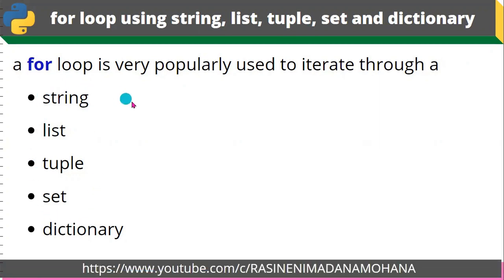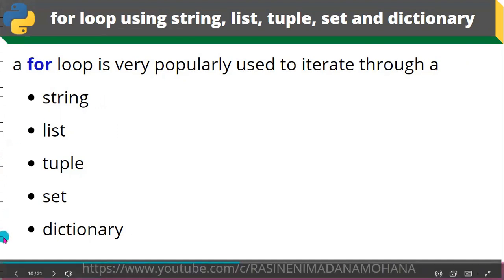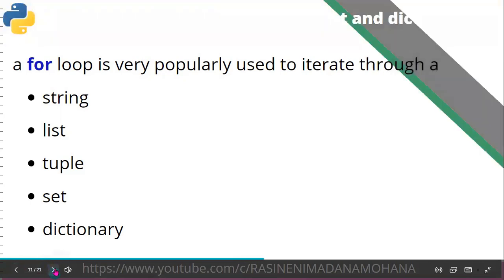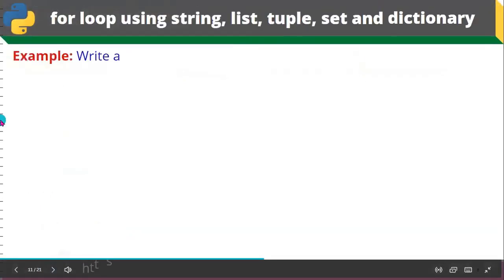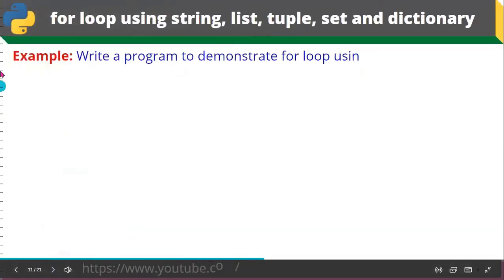So let us demonstrate one example program. Before that, let us see: a string can be enclosed within single quotes or double quotes. Then how the list will be, how the tuple will be, how the set will be. Let us see. Then how the dictionary will be. Let us see. One example program here demonstrating.